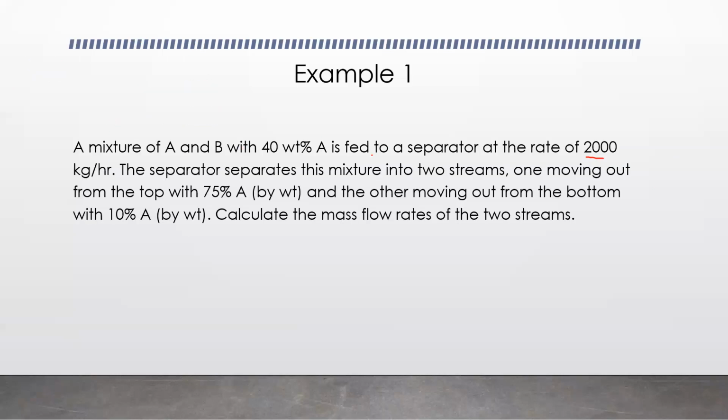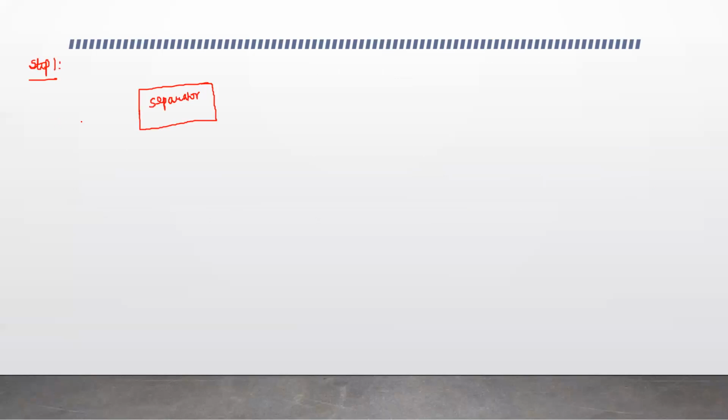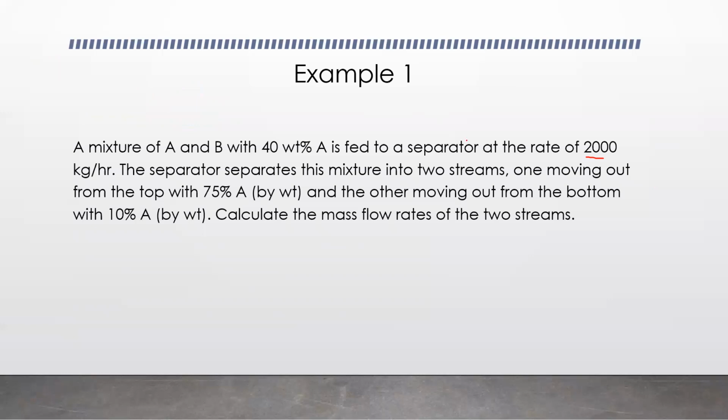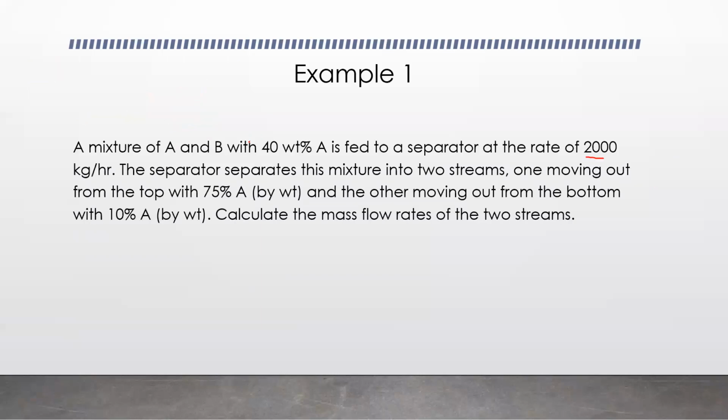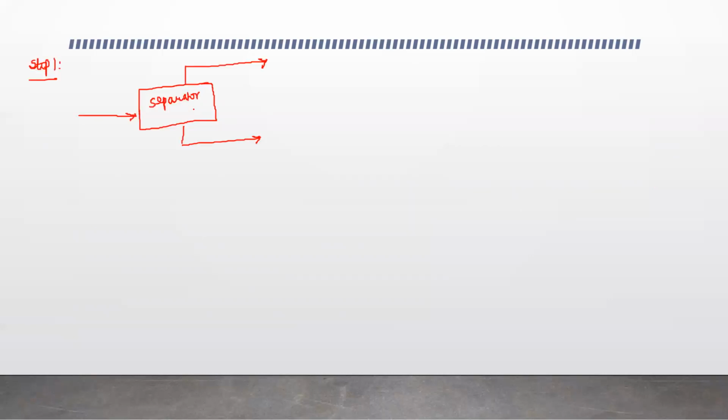Then we have identified the streams. There are three streams. One is the feed stream that is coming inside. So this is my feed stream. Then there are two more streams. One is moving out from the top and one is moving out from the bottom. All right, so this is my basic block diagram. Now I'm going to put in all the information that I have. So what is the feed rate? Feed mass flow rate, that is 2000 kg per hour. So it is being fed at 2000 kg per hour.